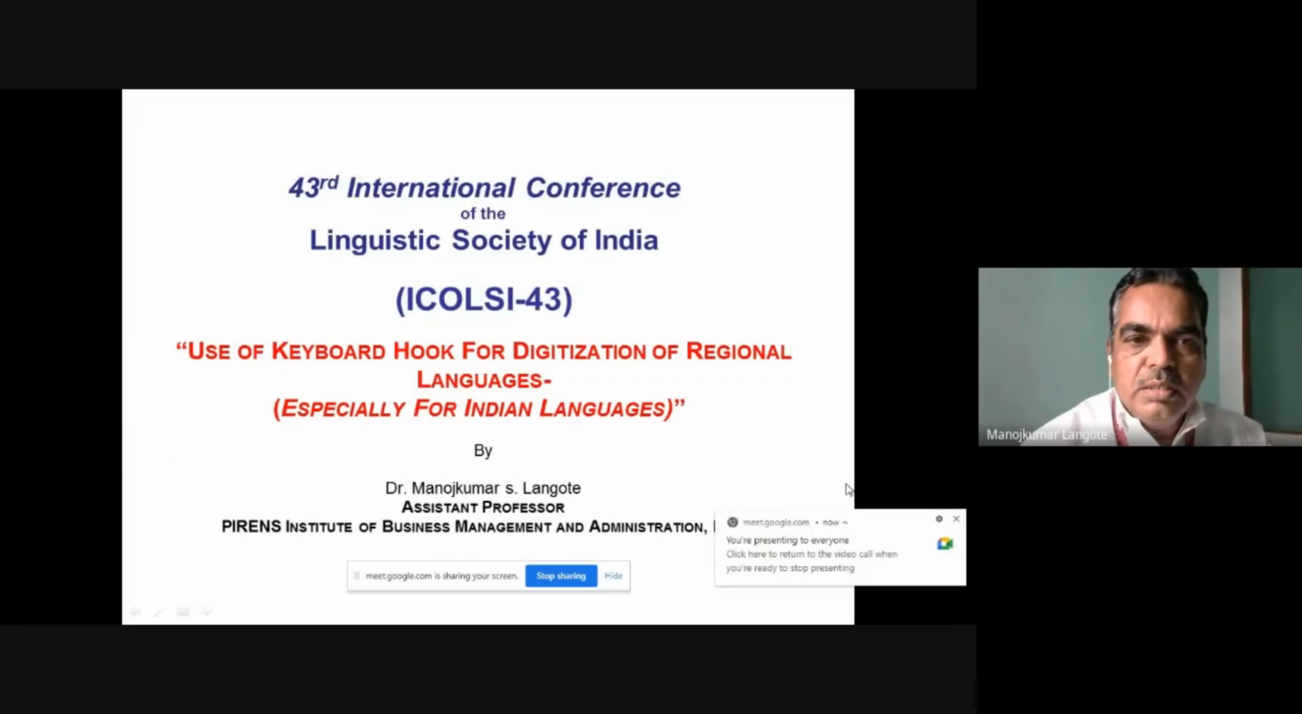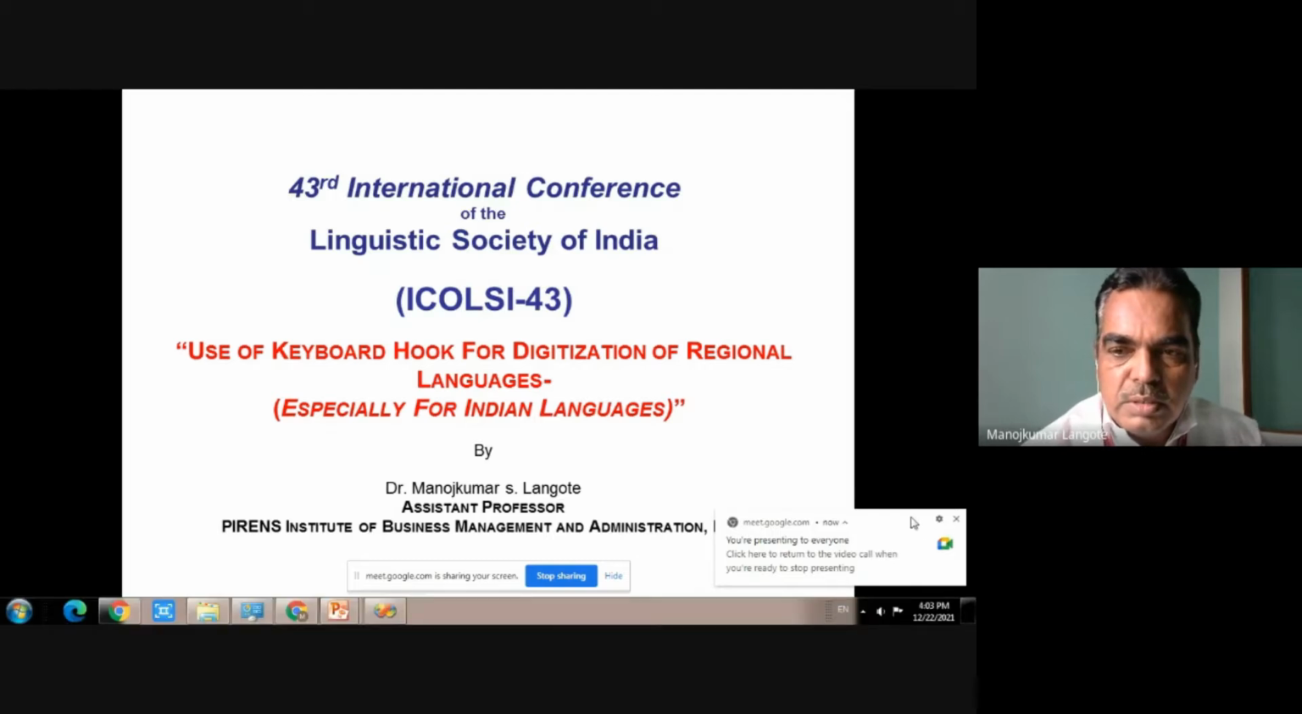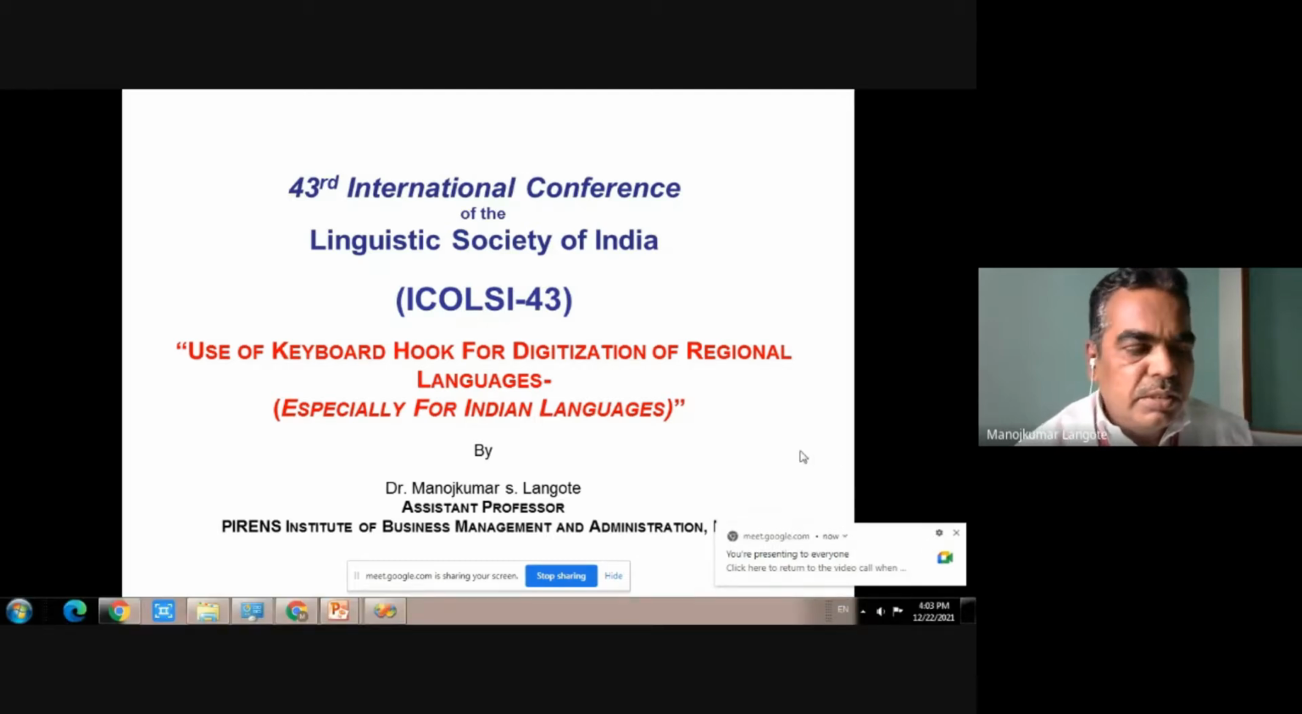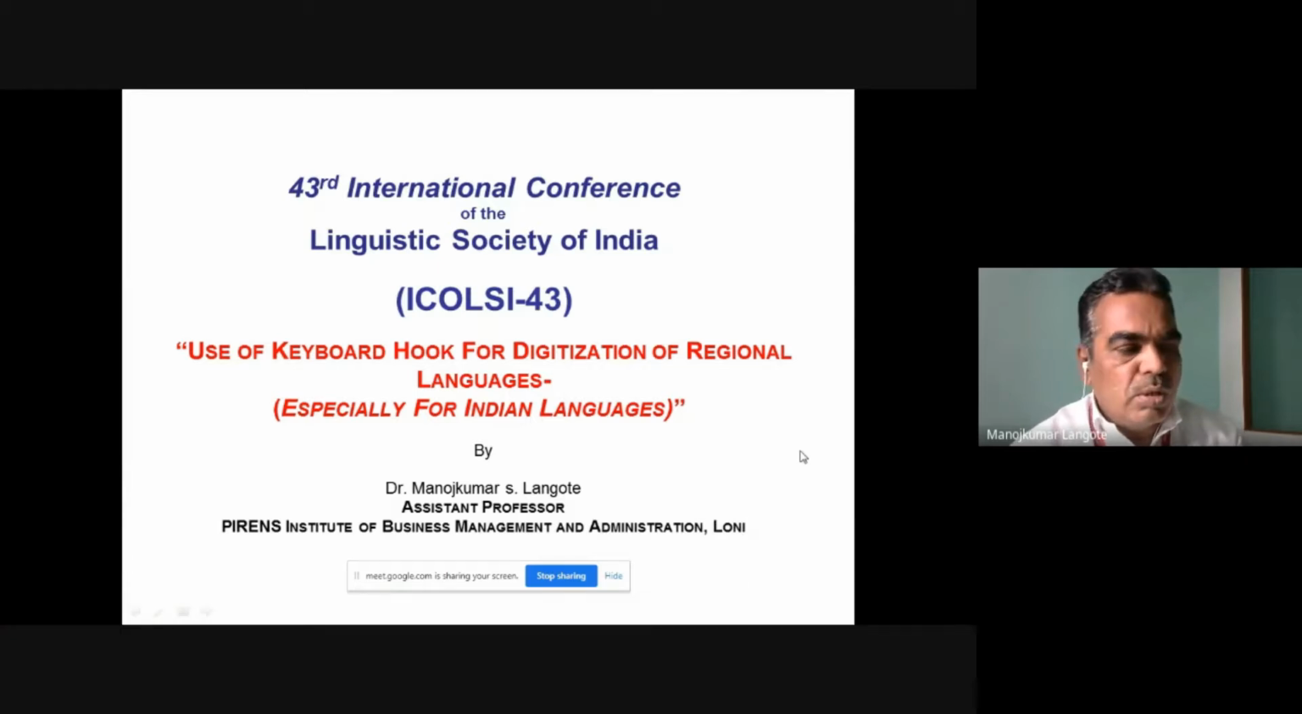My topic is use of keyboard hook for digitization of regional languages, especially for Indian languages. Since yesterday, we are listening about multilingual programming. Many presenters have presented their papers, and I got too much knowledge that the depth of multilingual programming is too much. So we'll start my presentation.